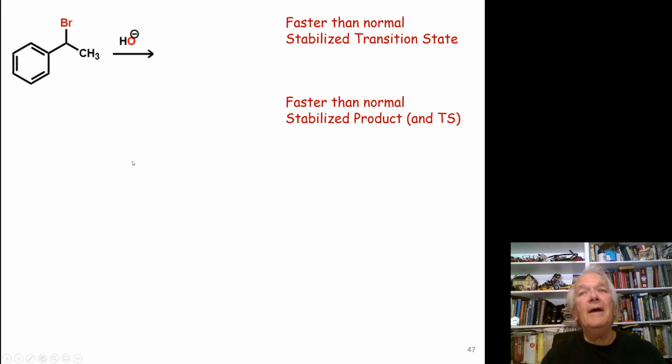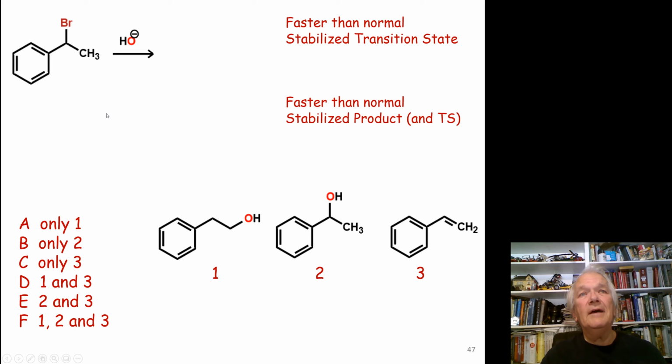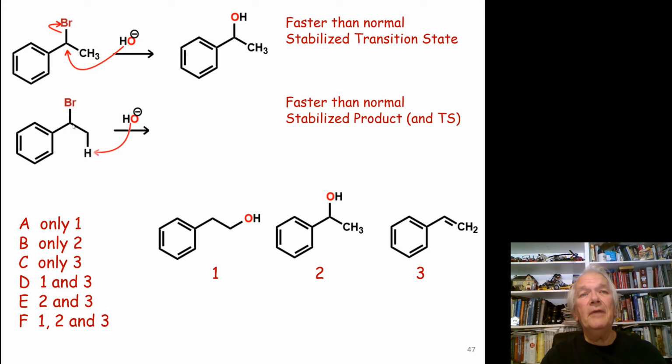Okay, what about benzylic reactions? We have various products here. We can imagine a substitution reaction here. We can imagine an elimination product here. So what are we going to predict as the two products? Well, with hydroxide, we always have to worry about the difference between elimination and substitution. And it turns out that the substitution reaction is indeed faster than normal, so that's a really good reaction. The only problem with that is that the elimination reaction also is much faster than normal.